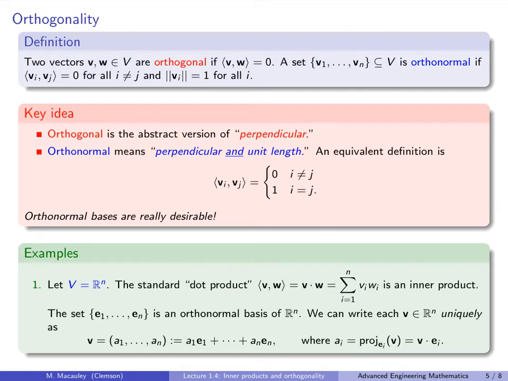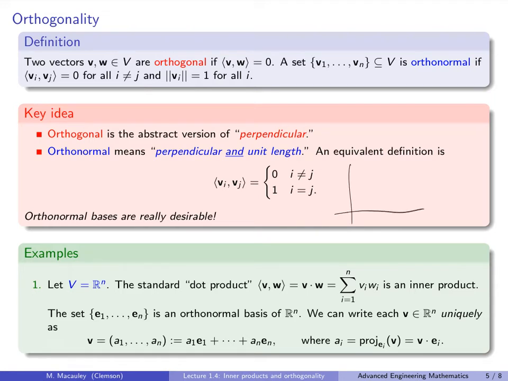This means that we can write each vector in Rn, say v, uniquely in this orthonormal basis. So v is just a1 e1 up to an en, and those coefficients are just the coefficients of the corresponding ei. In other words, ai is just the projection of v onto ei, or v dot ei. And here I'm using lowercase p. So let me do an example of that.